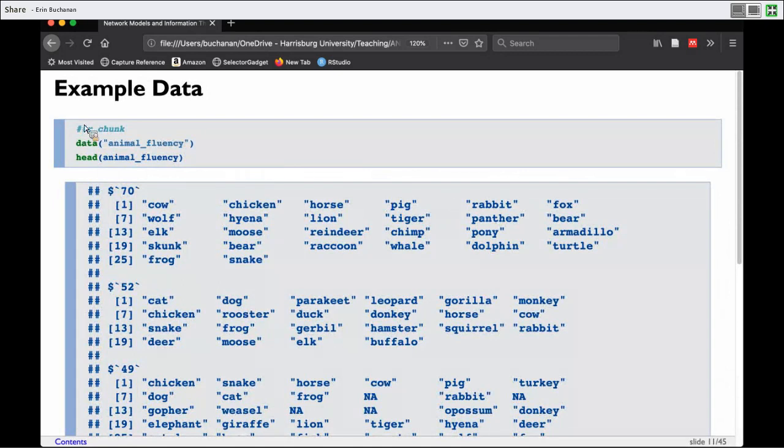And so we can look here at the data. This is part of the MemNet package, and I really do not love the way they structured this, but it is what it is. It's a list.